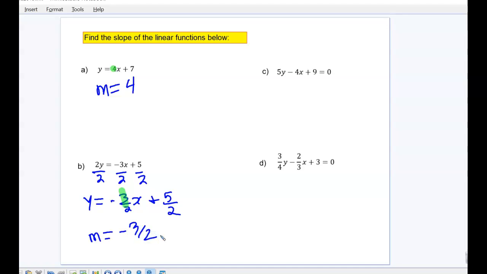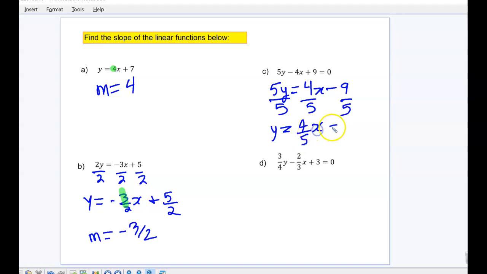Question C, again, I want to isolate y. So to do that, I am going to add the 4x to the other side and subtract the 9. So now I'm back to a question like B. Now I'm going to divide everything by 5. So y is going to be 4 over 5x minus 9 over 5. So therefore, my slope is right here. The number in front of my x term, which is going to be 4/5.